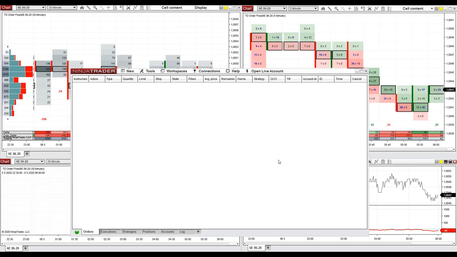Let me show you how you can use the replay. First you need to go to connections. You need to disconnect of the current connection which you are using. So for example, if you are using Kinetic, then there will be disconnect. You need to disconnect it, and you need to connect to playback connection, which you'll see in here.